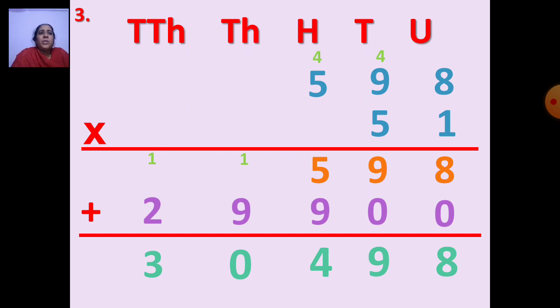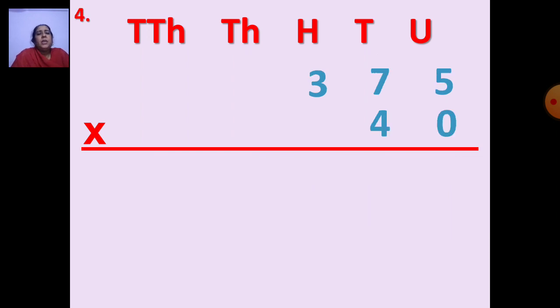Now we will do the next sum. Now see the question. What is the question, children? 375 multiplied by 40. Here also again the same way. How are you going to do? First you will multiply 0 with 5, 0 with 7 and 0 with 3. Then the second time you will multiply which number? 4 with 5, 4 with 7 and 4 with 3. Okay. So let us start the sum.